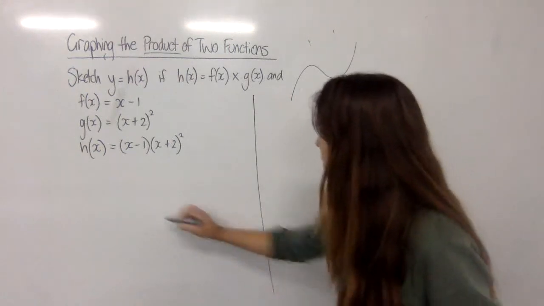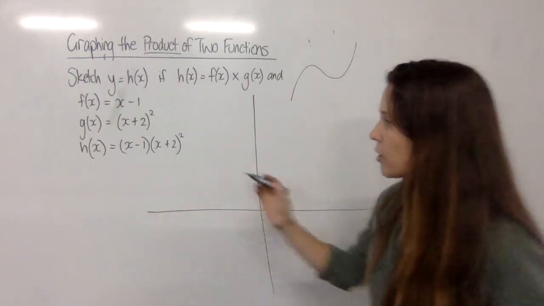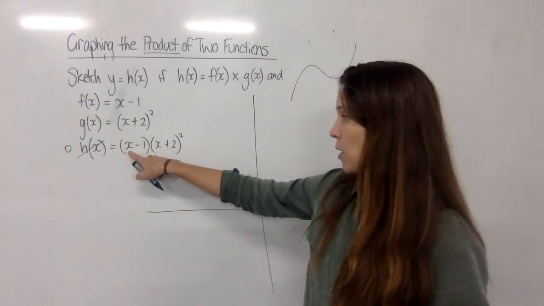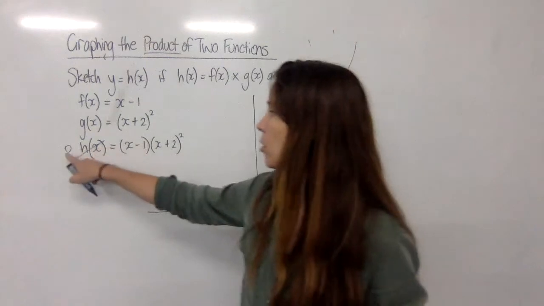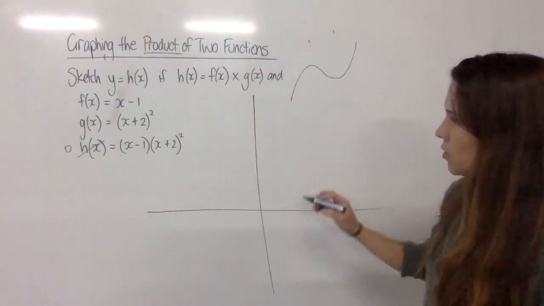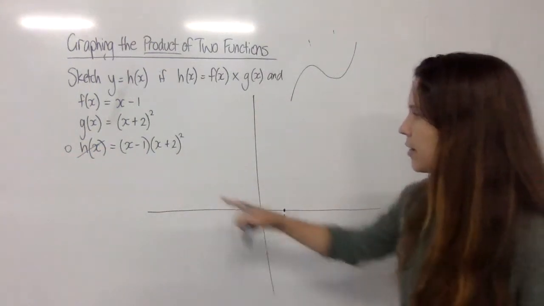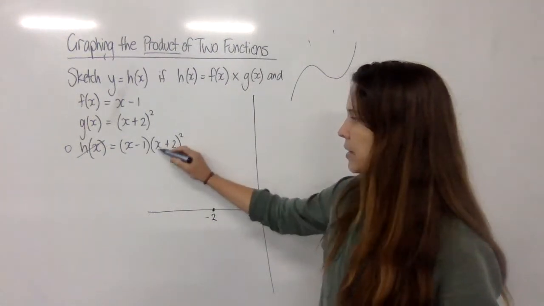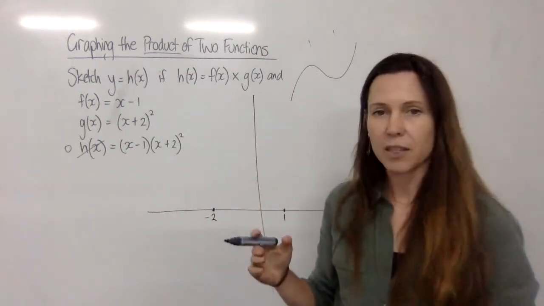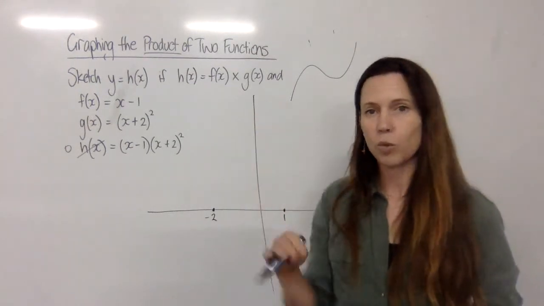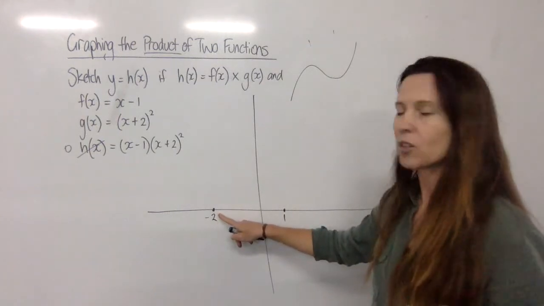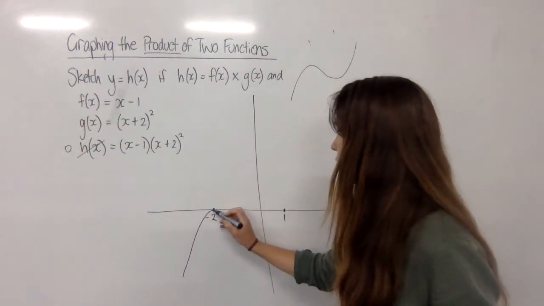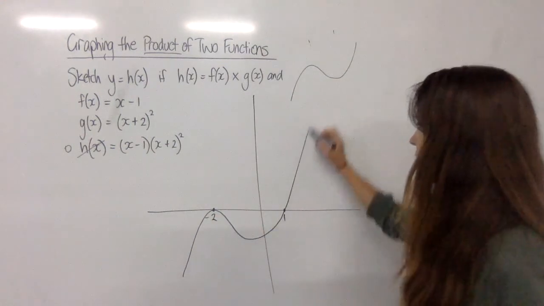What I really want to do to be able to graph it simply is to find the zeros. So if I let y equal 0, then either x being 1 or x being negative 2 will cause it to equal 0. So that means I've got a zero at 1 and I've got a double root at negative 2. Now remember what that means. It means that it's an intercept, yes, but the curve is not going to pass all the way through the x-axis here. It's actually just going to touch it.